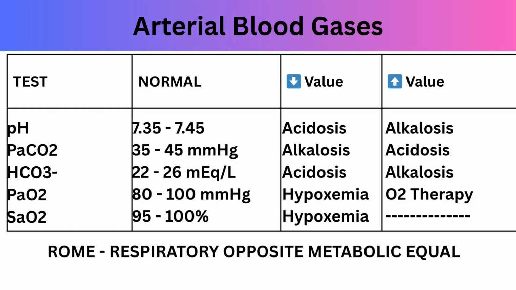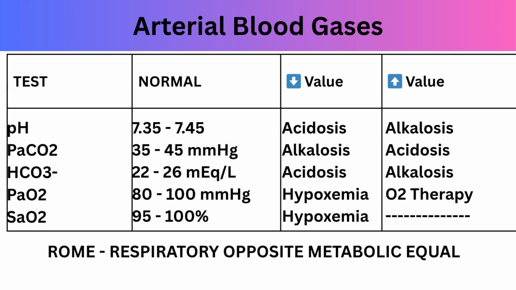Let's move on to the next slide. Arterial blood gases: here are the normal values. pH 7.35 to 7.45. Partial carbon dioxide normal level 35 to 45 mm of Hg. Bicarbonate 22 to 26 milliequivalent per liter. Partial oxygen 80 to 100 mm of Hg. Saturation 95 to 100.